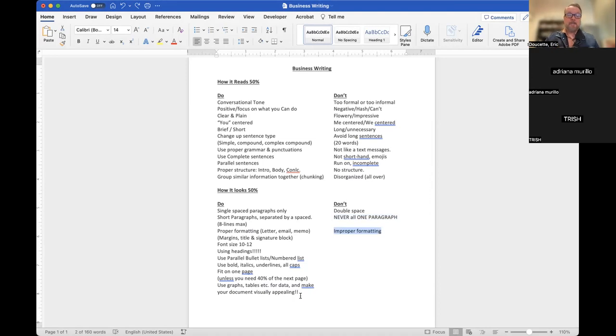Don't do that. Make sure you format it properly, and each week you'll be covering different documents to know how to do that. Make sure your font is not too large or too small, kind of the obvious. Not using headings is a don't. You should always try and use some form of headings. They help your document so much more.